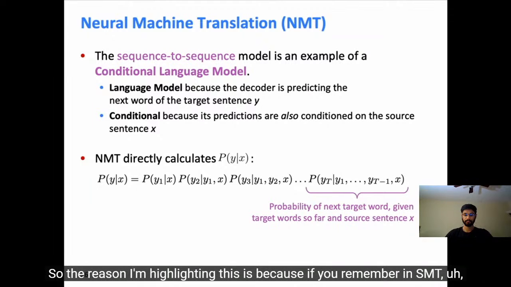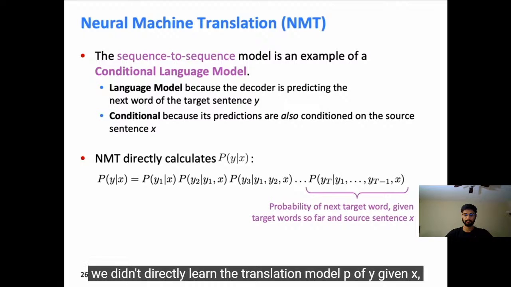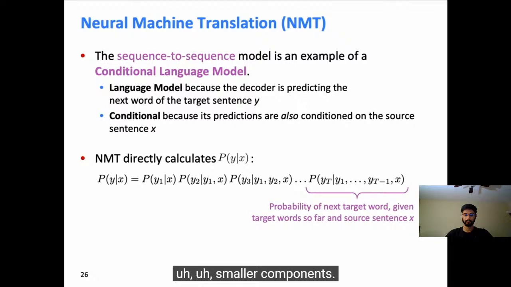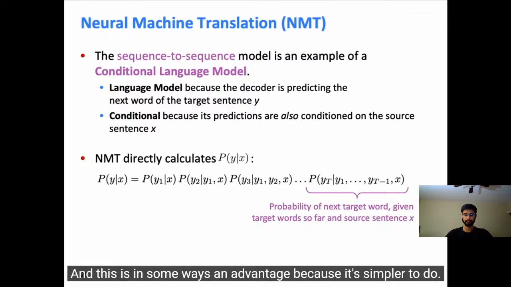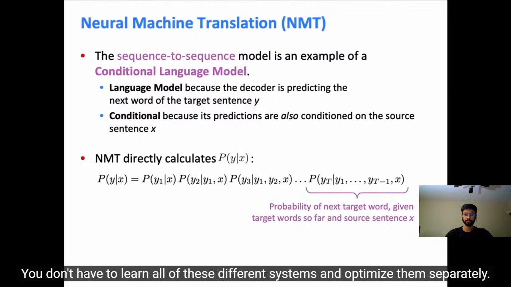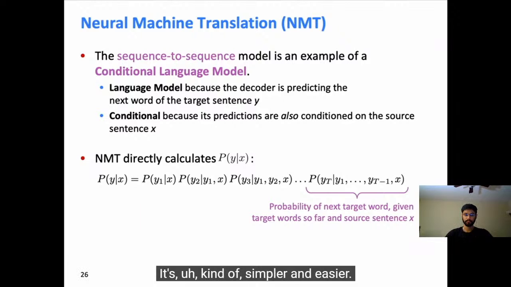The reason I'm highlighting this is because if you remember in SMT, we didn't directly learn the translation model P of y given x. We broke it down into smaller components. Whereas here in NMT, we are directly learning this model. And this is in some ways an advantage because it's simpler to do. You don't have to learn all of these different systems and optimize them separately. It's simpler and easier.